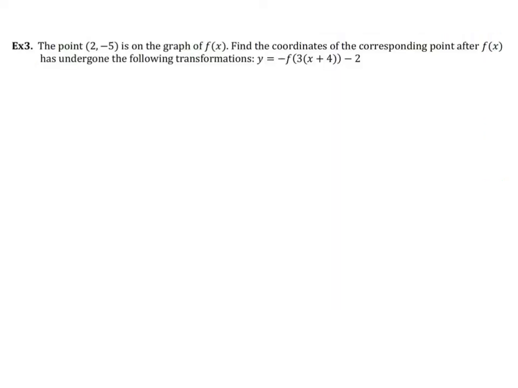So let's get to some examples right here. Our example number 3 says the point (2, -5) is on the graph f of x. Remember, this point (2, -5) is really the x coordinate of a point and a y coordinate of a point. Find the coordinates of the corresponding point after f of x has undergone the following transformations.